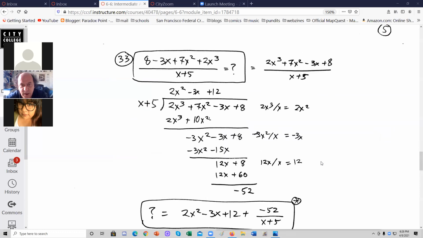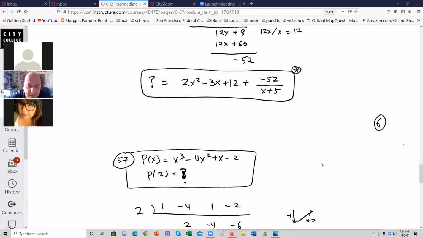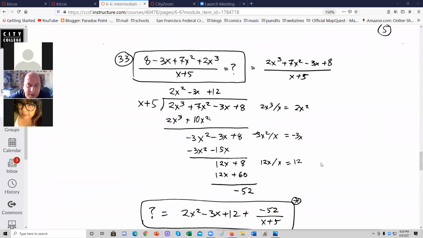All right. Okay, much the same thing's happening here. Maybe I should be doing this by synthetic division, but I'll keep using it the other way. 8 minus 3x plus 7x squared plus 2x cubed over x plus 5. Okay, write it down in highest powers to lowest. 2x cubed plus 7x squared minus 3x plus 8, all divided by x plus 5.